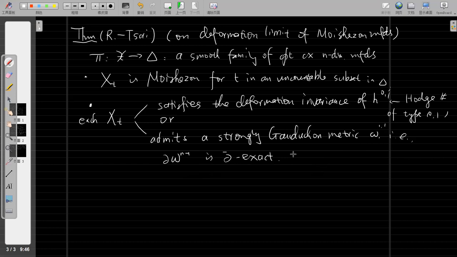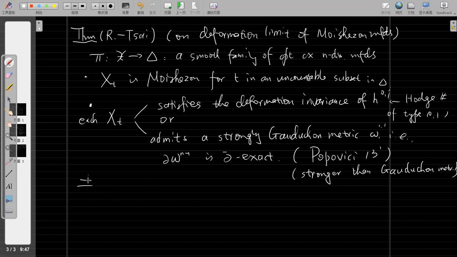Yes, this notion was introduced by Popovici in 2013, and is a notion stronger than the so-called Gauduchon metric. Gauduchon metrics exist on any complex manifold, but this is a restrictive condition for a complex manifold. That means not every complex manifold can admit this kind of metric. And then we can get the following result: the first one is, for all X_t.